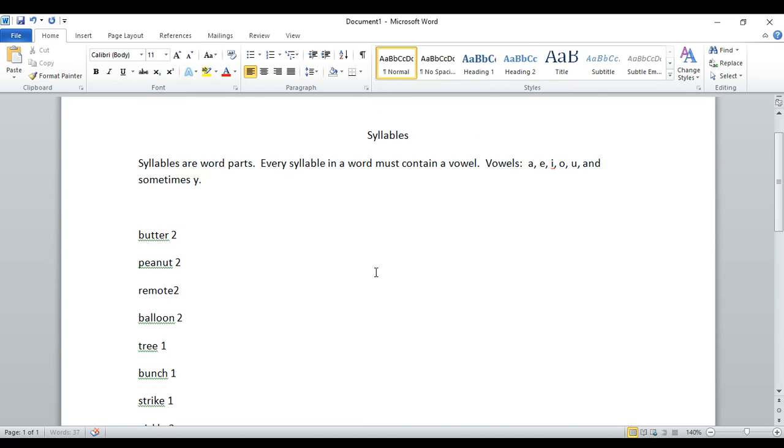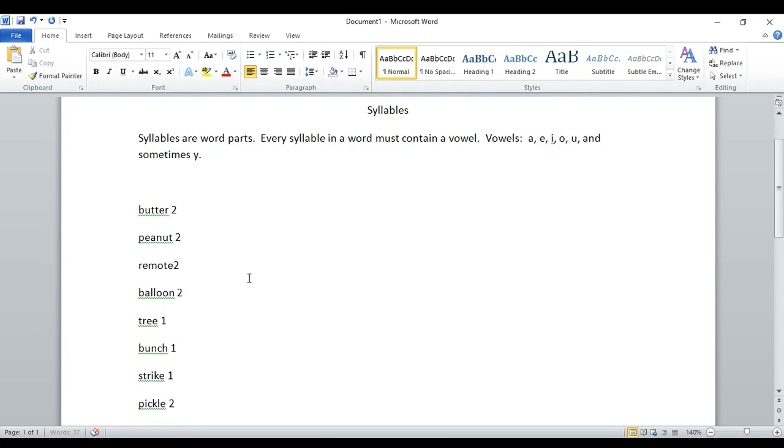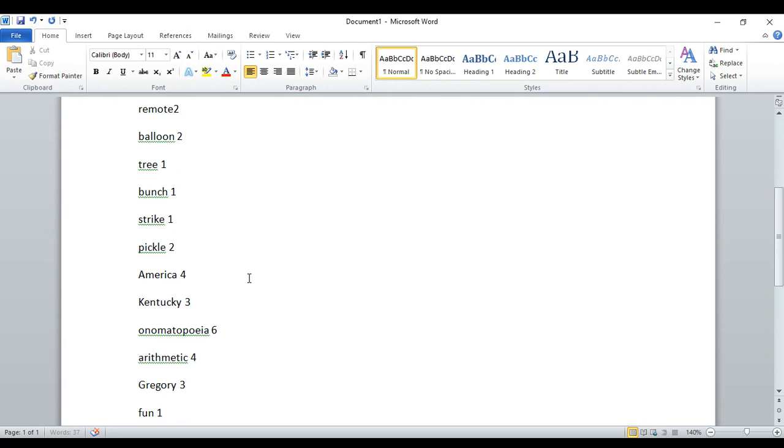So there's a little bit of a review of syllables. Remember that every syllable must contain a vowel. And here's a review of our vowels. And be careful when you exaggerate sounding out the words or saying the words, and then double check that each syllable has a vowel in it. And I think that will be helpful to you.